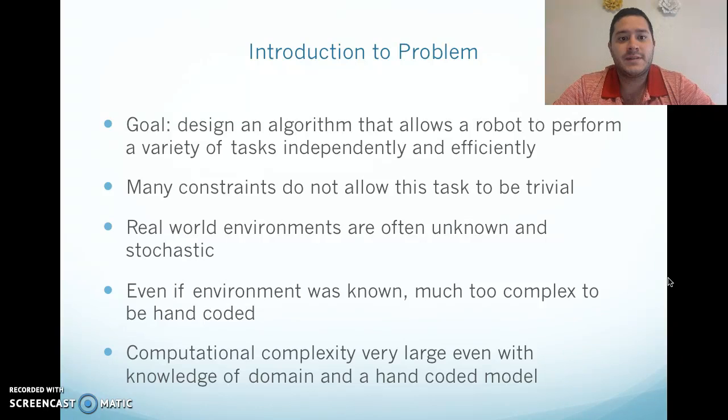So the goal in this is to design an algorithm that allows a robot to perform a variety of tasks independently and efficiently. In the real world, there are many constraints that don't really allow this task to be trivial. The reason for this is because real world environments are very unknown and very random. In other words, they're very large. So even if the environment was known, they're so big and very complex that to be able to hand code everything would be incredibly difficult and very expensive. And even if you had the resources to do that, it would be so computationally expensive that it would not effectively do anything.